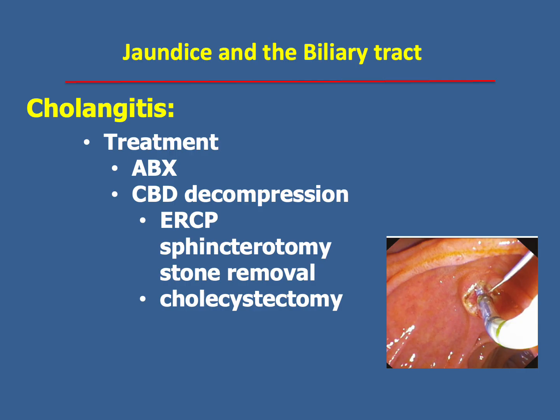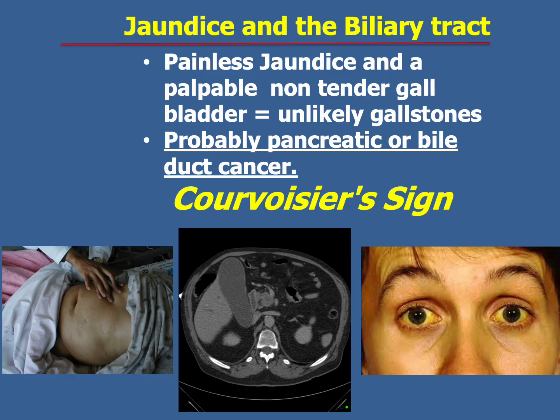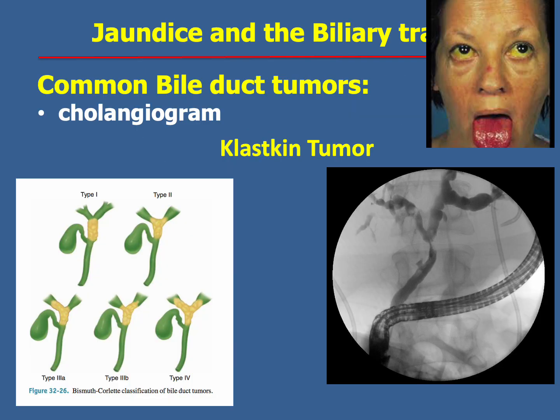Obstructive jaundice can also be caused by tumor. Cancer in the head of the pancreas can cause slow obstruction of the common bile duct, resulting in painless jaundice and a palpable dilated gallbladder called Courvoisier's sign. Tumor of the confluence of the hepatic ducts is called cholangiocarcinoma or Klatskin's tumor.